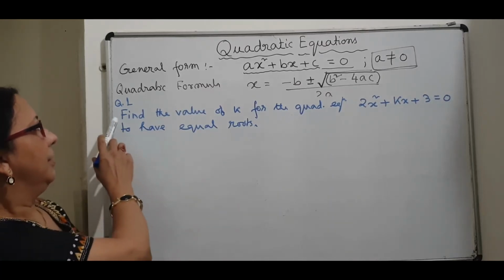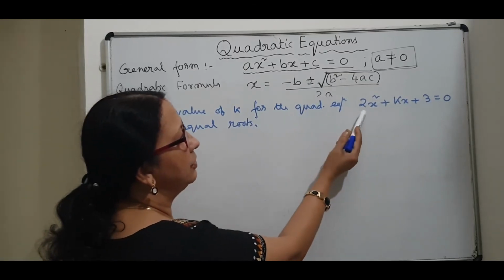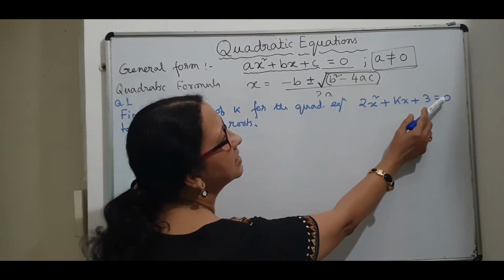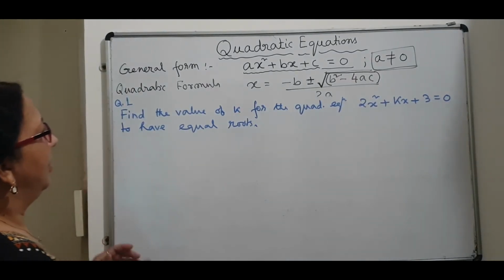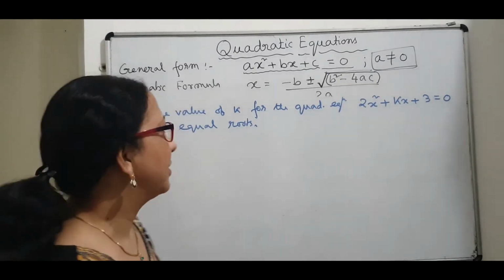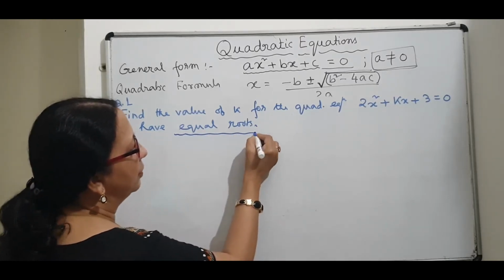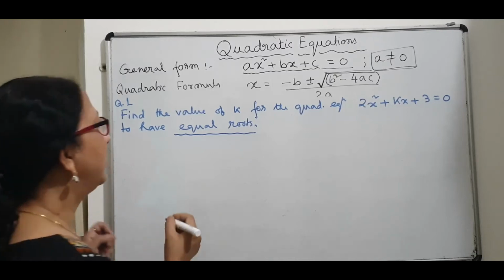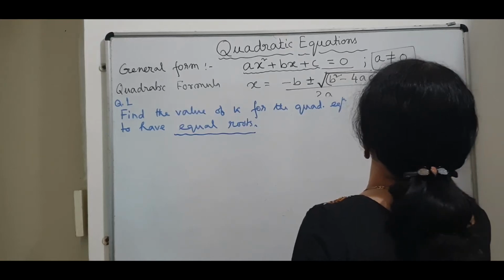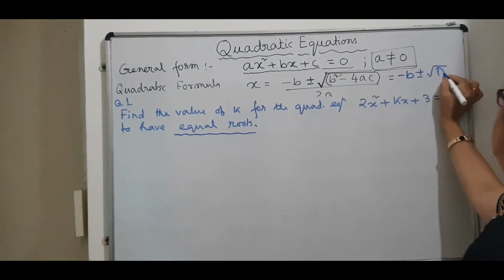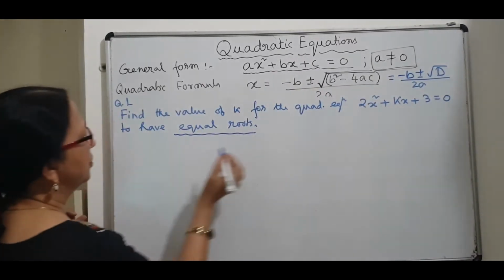Now let us solve this question. Find the value of k for the quadratic equation 2x² + kx + 3 = 0 to have equal roots. So how will you do it? We'll be using the discriminant concept. For any quadratic equation to have equal roots, the condition was that D will be equal to 0. The roots are −b plus minus root D upon 2a. So this was D.